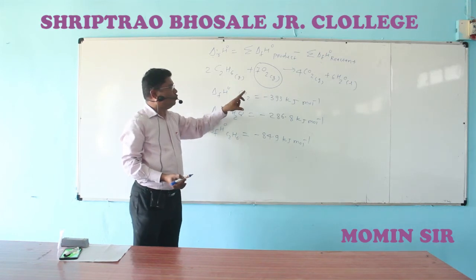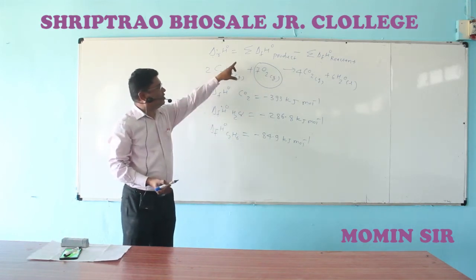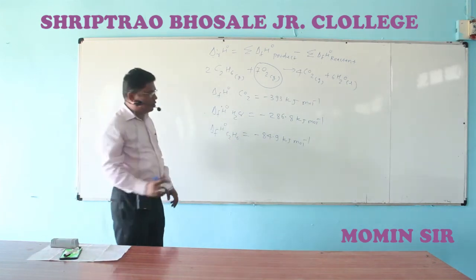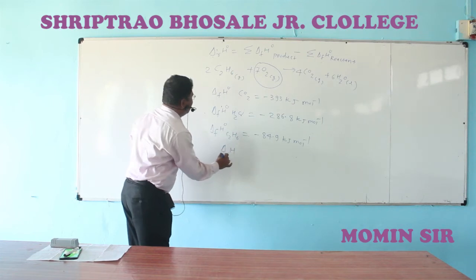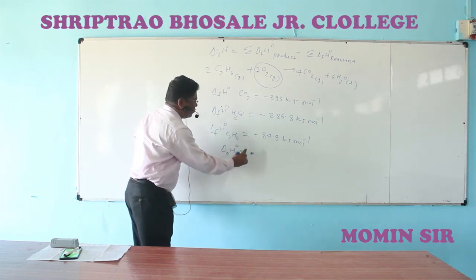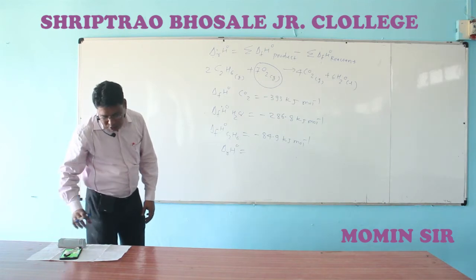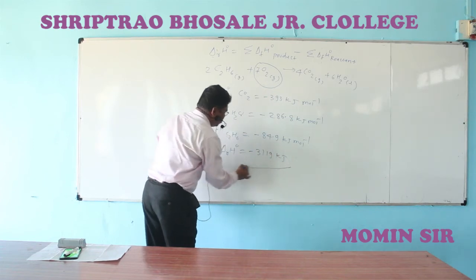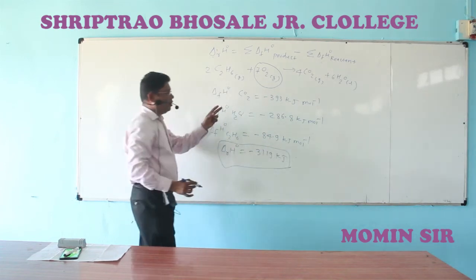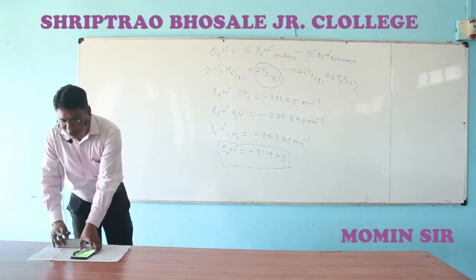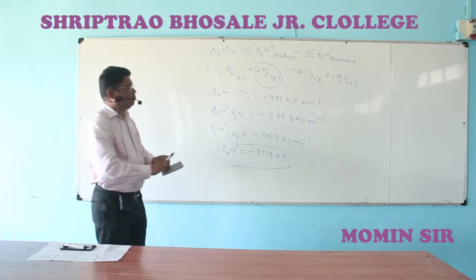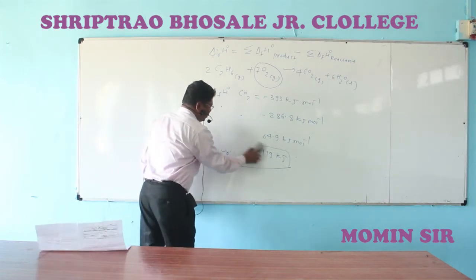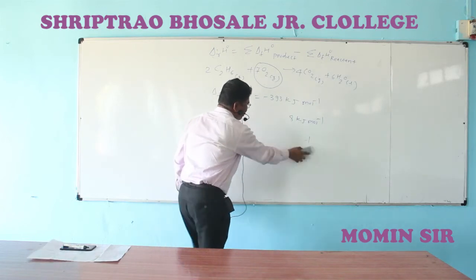When you put the values of all these in this equation, we get the final answer: standard enthalpy of reaction is equal to minus 3119 kilojoule. So that is the final answer of this example. Okay, now the next point, standard enthalpy of combustion. After this example, we want to study the next definition, standard enthalpy of combustion.